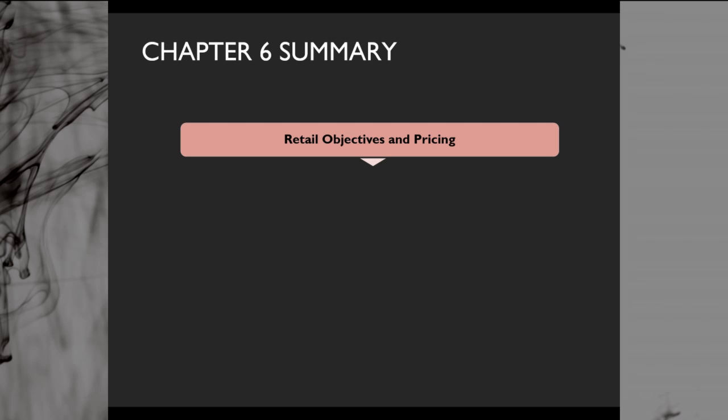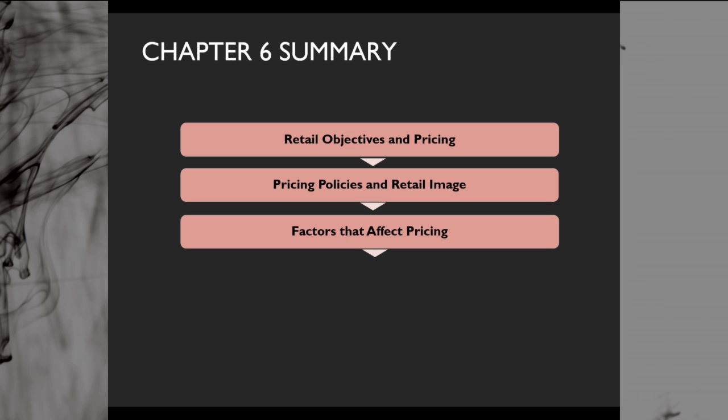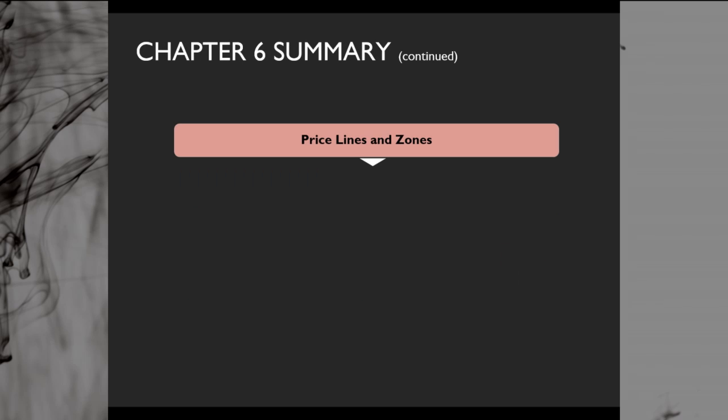Let's go over what you did for this chapter. We started from the retail objectives and pricing, and you learned pricing policies and the retail image related to these pricing policies. You learned factors that affect pricing, and you also learned price consciousness. Lots of customers nowadays are very price conscious, so you need to be careful when you set the price for your merchandise. You also learned price lines and zones, which relate to your pricing strategy as well.